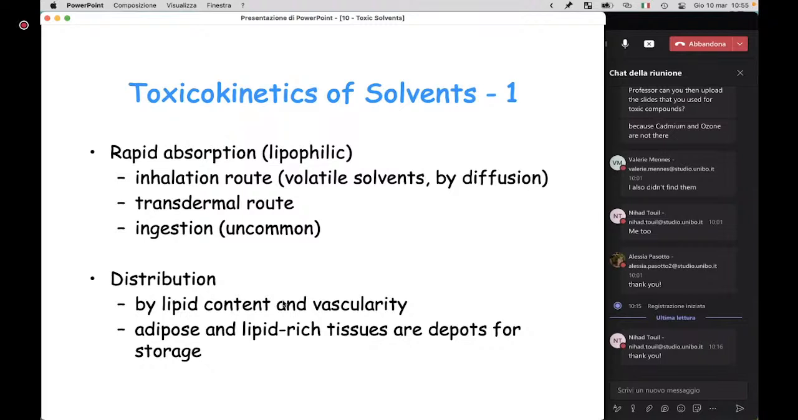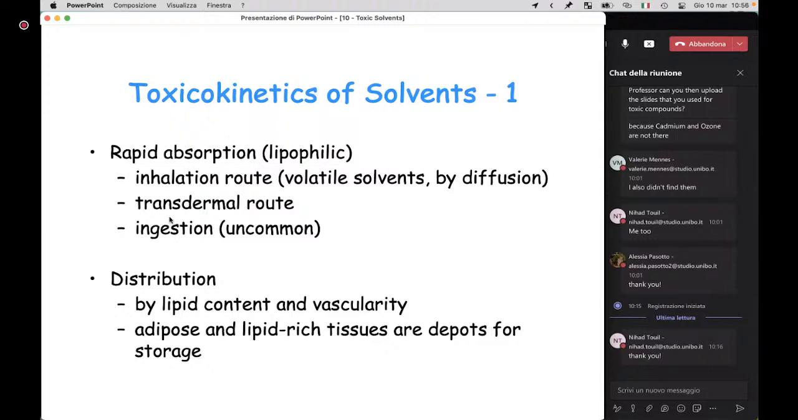Okay. So we have seen that there are a lot of different chemicals that can be used as solvents, but they have some characteristics in common, and those characteristics have consequences. For example, the fact that they are mostly lipophilic means that, just like any other lipophilic compound, they can be very rapidly absorbed by the body by inhalation, especially of course most volatile solvents, by the skin, the transdermal route, and by ingestion.